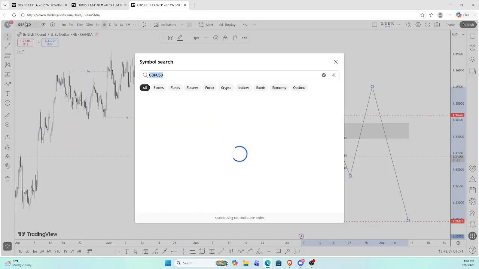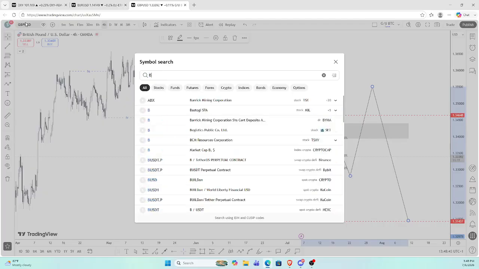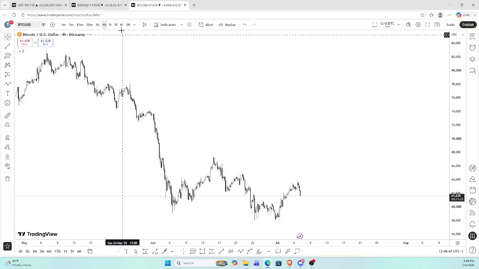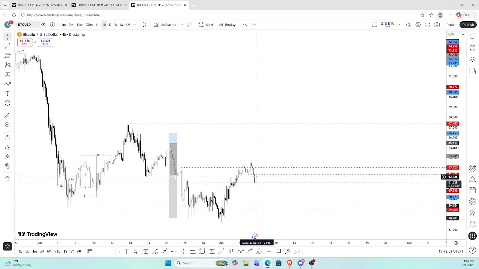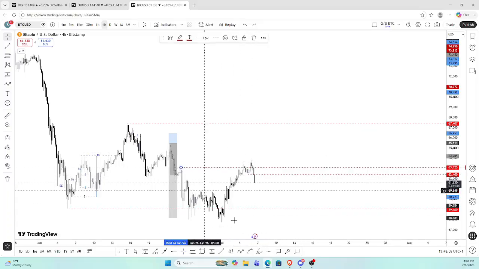Last but not least, we can look at gold and BTC. Yes, let's start with BTC. Yes, this is what we have on BTC.